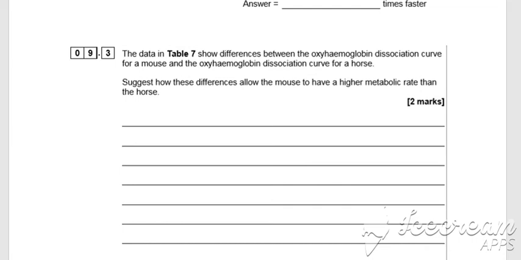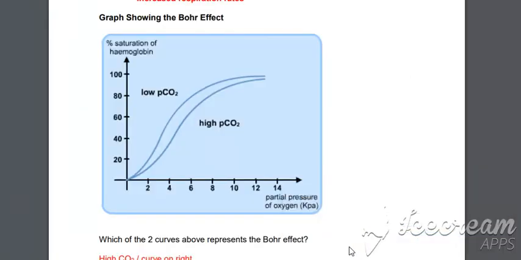So question 9.3 asks us to suggest how these differences allow the mouse to have a higher metabolic rate than the horse. So we need to go back and look at our oxygen dissociation curve and see what that shows. This isn't to do with the horse and the mouse, but it would show a similar pattern. This line here would be the horse, and this line here would be the mouse. So we can see that the mouse is shifted to the right of the horse.